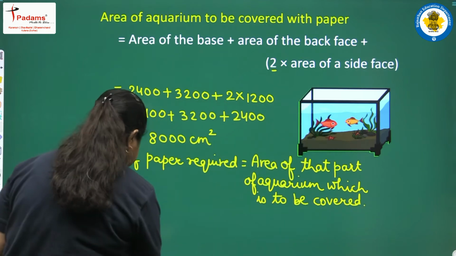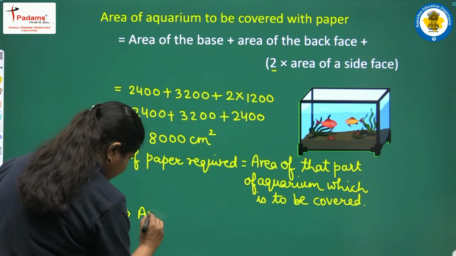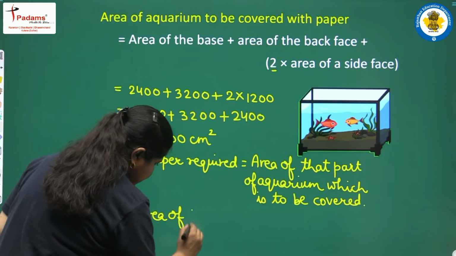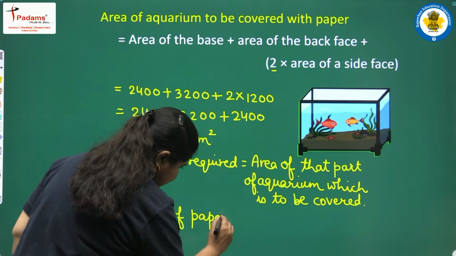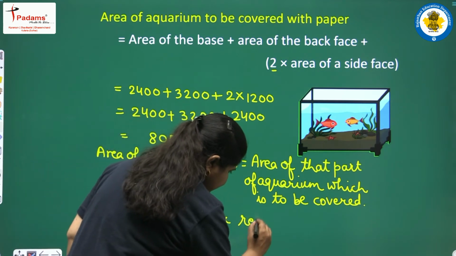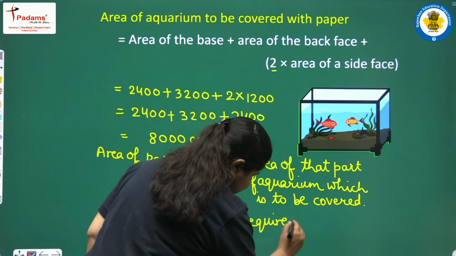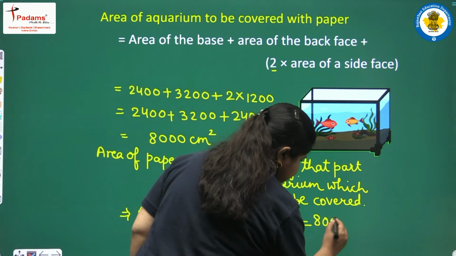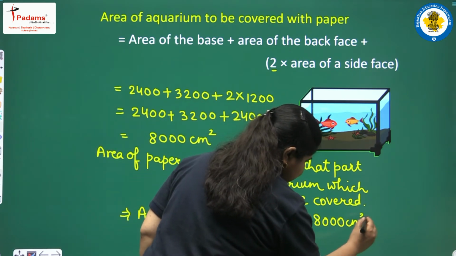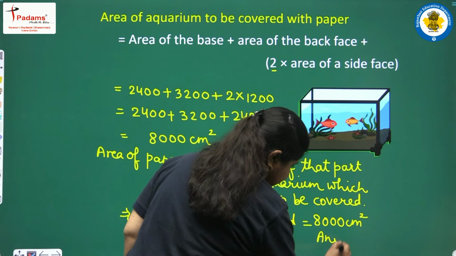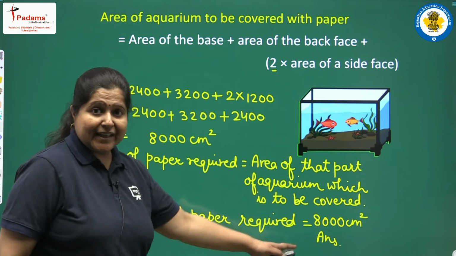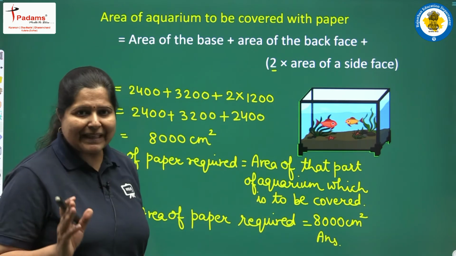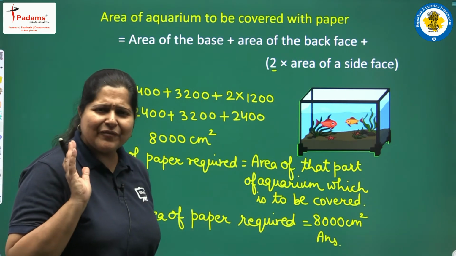And so this implies area of paper required, it is equal to 8000 सेंटीमीटर स्क्वायर. एंड दिस इज द आंसर. तो हमें इतना ही पेपर का एरिया चाहिए इन फेसेस को कवर अप करने के लिए. आई होप द क्वेश्चन इज वेरी क्लियर.